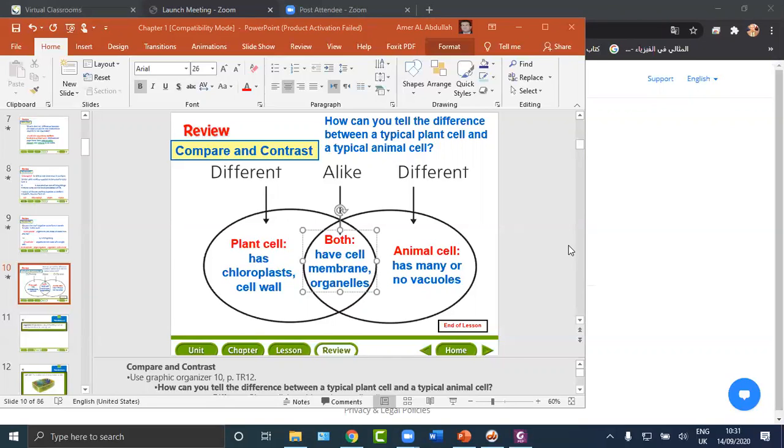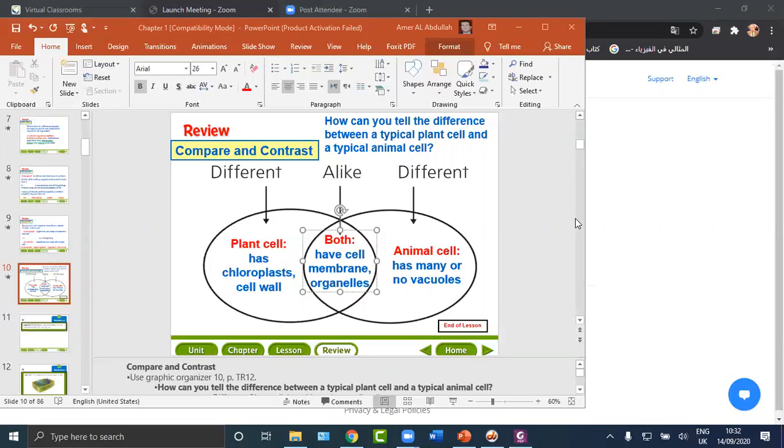Cell wall. The cell wall protects the plant cells. It is a layer, an outer covering around the outside of the cell. Yes. What about the vacuole?